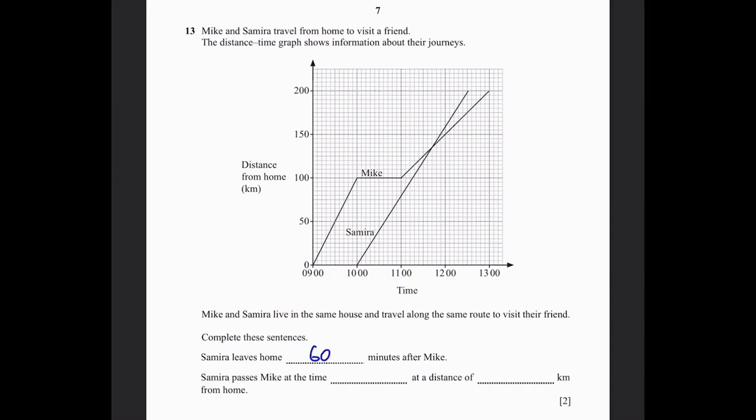Samira passes Mike at the time dash at a distance of dash kilometers. You can see where the lines intersect. It's over here. That is 7 tenths of the way from 11 o'clock to 12 o'clock. And if you did the maths correctly, it should be 11:42. And the distance from home, just see the distance here. If you measure it correctly, it's 135 kilometers, because this is also 7 tenths of the way from 100 to 150.